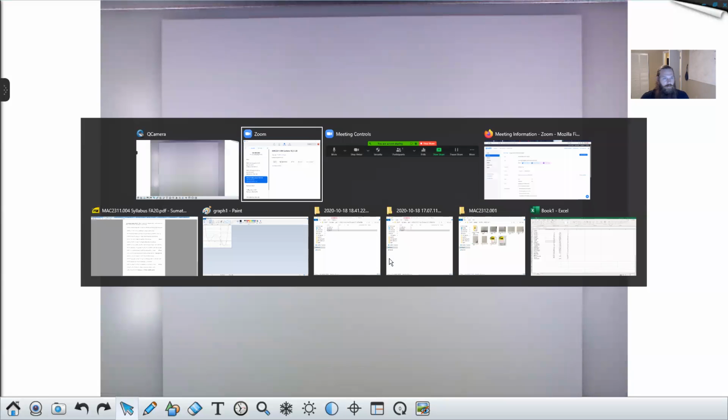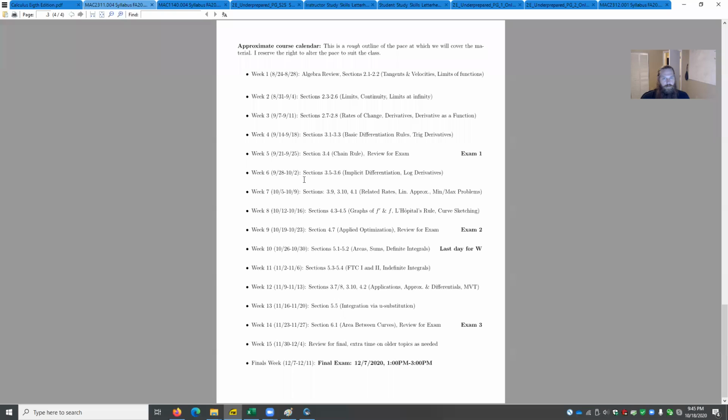Okay, so on Monday we talked about linearization, linear approximation, which are the same thing. We talked a little bit about differentials. The next few topics for us to cover are kind of a disparate mishmash of different things. So let me pull up the syllabus really quick. So we've talked about linear approximation.